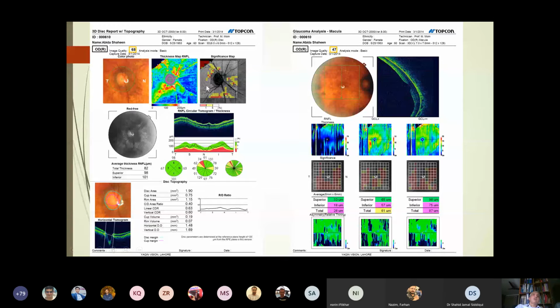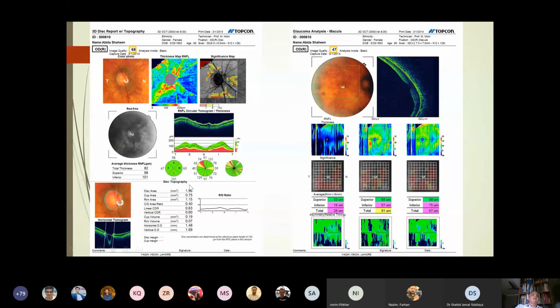The shadowgram shows some area of thinning around the disc. Look at the clock arc chart. You see in the quadrant chart there's all green. In the clock arc chart there's an area of borderline and red areas.